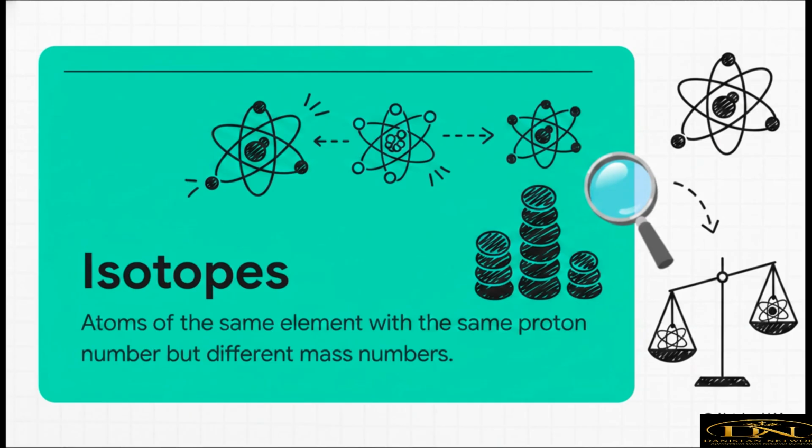Isotopes are atoms of the same element with the same proton number, but different nucleon or mass numbers. I really want you to lock that exact definition into your memory. Their masses differ solely due to varying neutron numbers. So they belong to the same element, they just carry a slightly different load of neutrons in their nucleus.